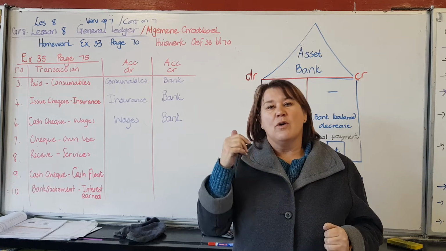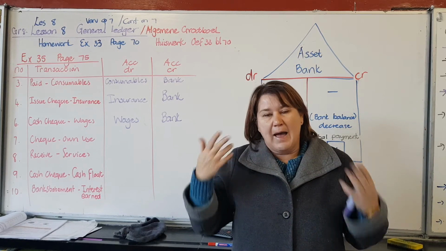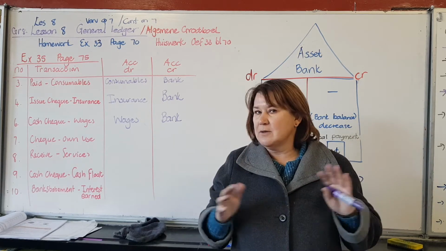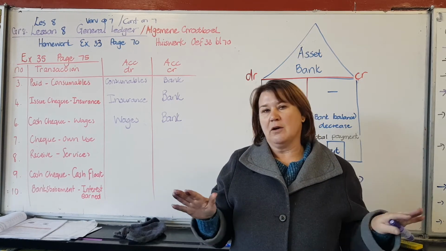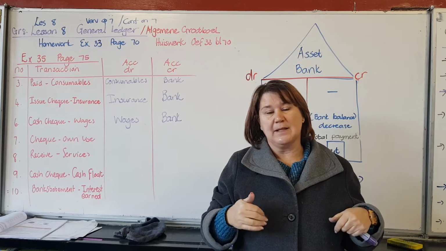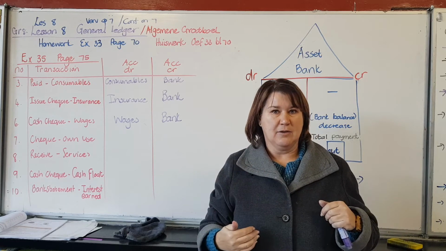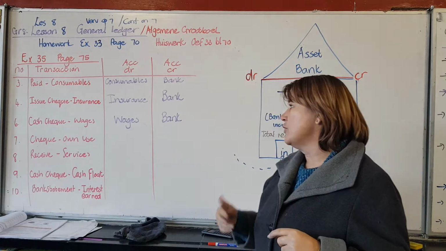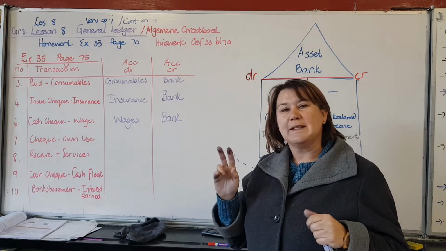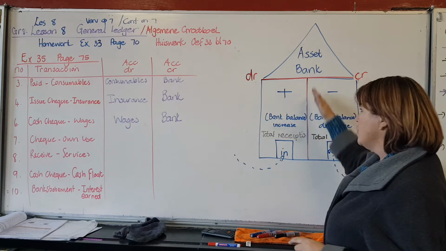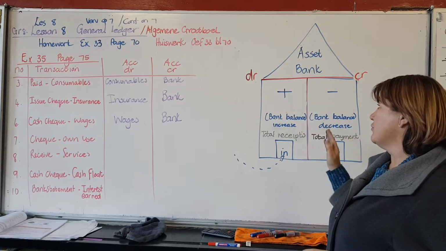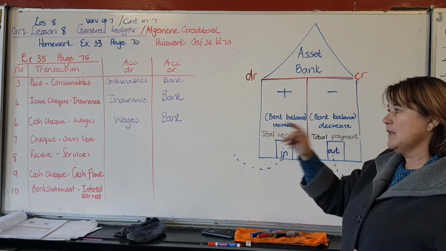And then, whatever that you pay, who did you pay? No, that's not important. I paid the municipality. No. What did you pay at the municipality? My water and electricity. Alright, so you've got your 2 accounts. One will be debited, the other one will be credited.